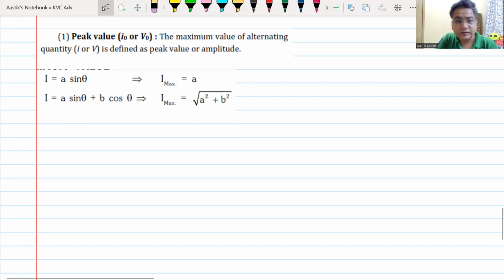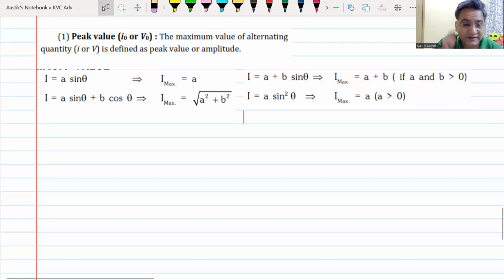If your current is given as a plus b sine theta, or a plus b cos theta, or a plus b sine omega t or cos omega t, the maximum value will be equal to a plus b. Do we understand this? Yes, sir. If it is in the form of a sine square theta, then your maximum value will be equal to a. Everyone understands this? Yes, sir.